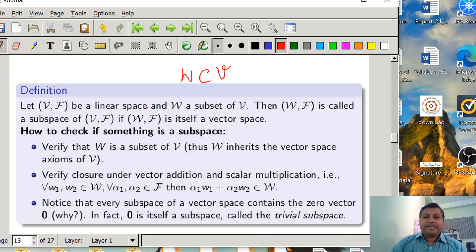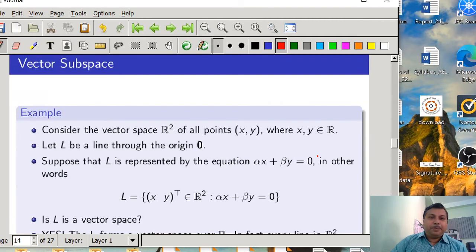Notice that every subspace of a vector space contains the zero vector. Okay, so if it is a subspace, the zero vector must be contained in the subspace, because in fact the zero vector itself is a subspace which is called the trivial subspace. Because if you take R3, then the origin itself is a subspace, you can say. So now the question is, what are examples of subspaces?